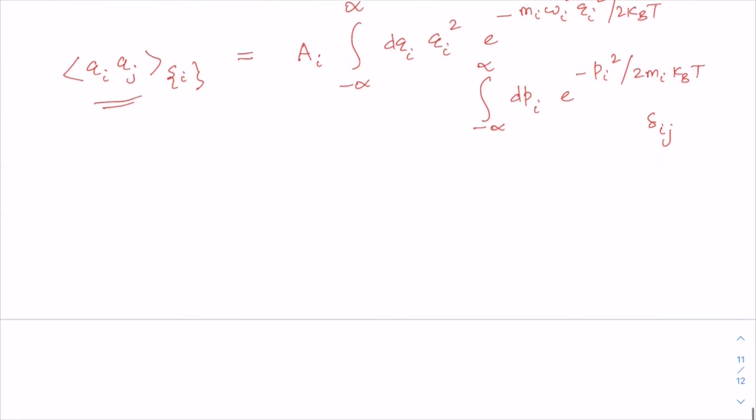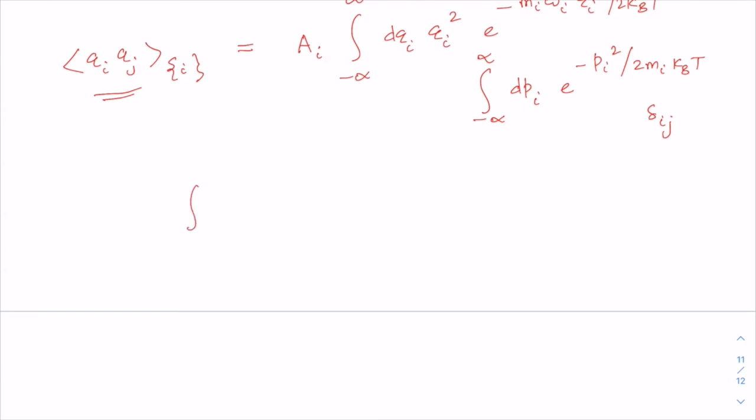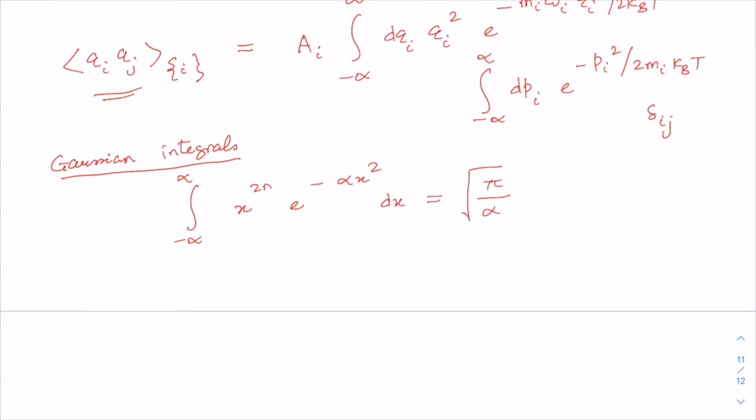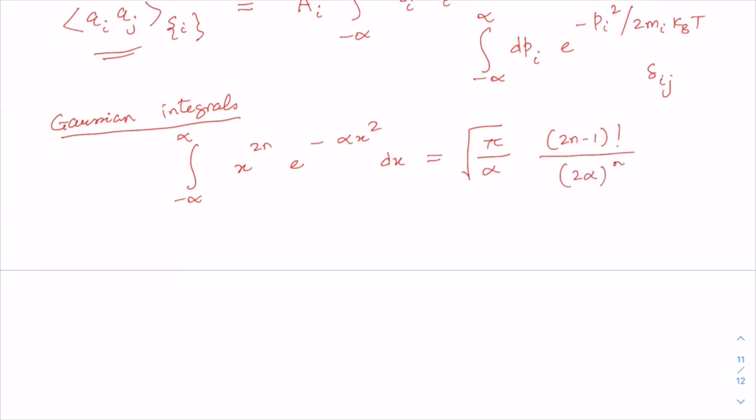Now you can solve this integration very simply. Just to remind you about the Gaussian integral, hopefully you know it, but let me write it here. From minus infinity to plus infinity, x^(2n) e^(-αx²) dx is equal to √(π/α) times (2n-1)! over (2α)^n. Or also it is useful: e^(-αx²) dx from minus infinity to plus infinity is √(π/α).